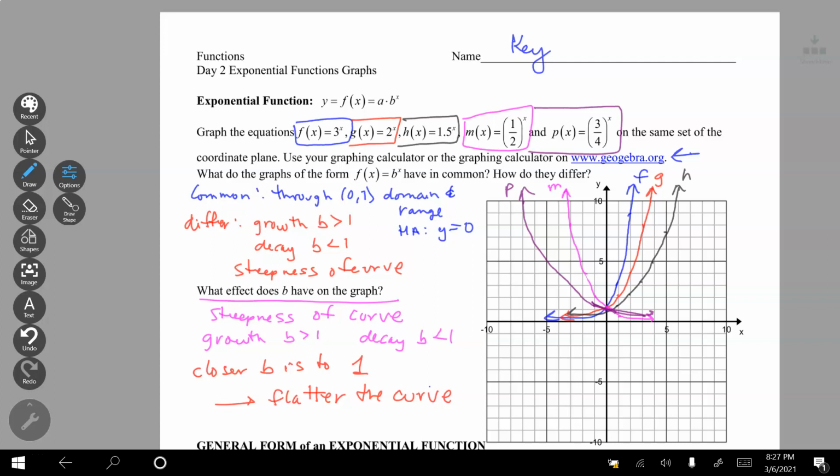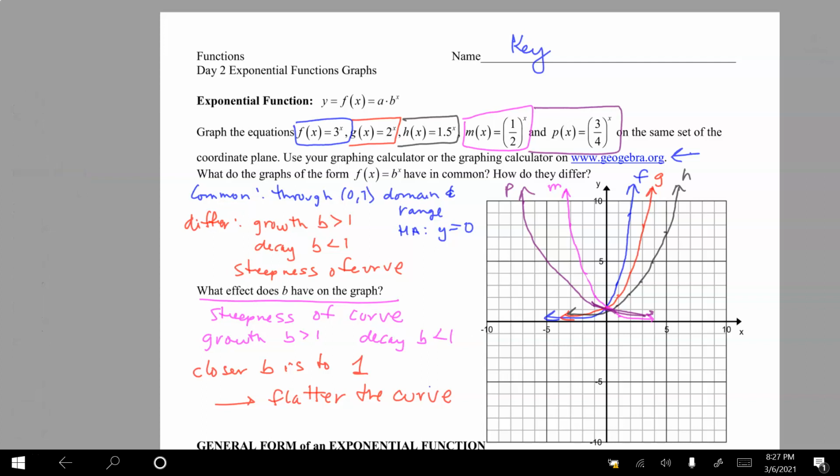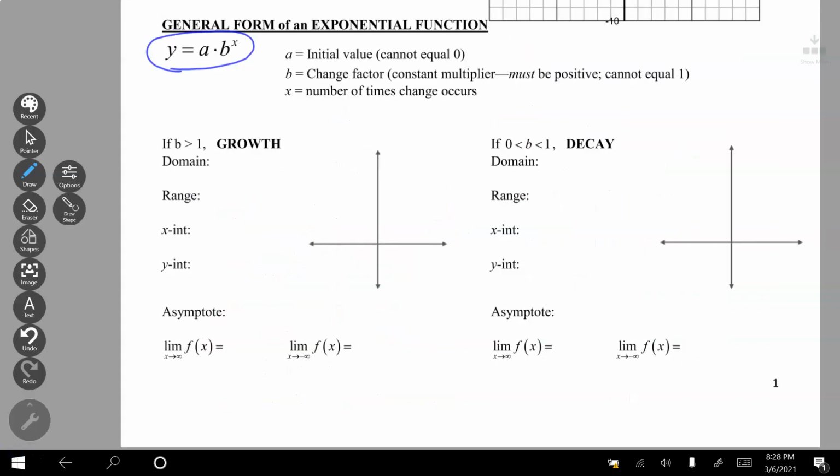But if b gets a little bit bigger than 1 or a little bit smaller than 1, it curves up a little or it curves down a little bit. The farther b gets away from 1, the more curvature or steepness you would get to the graph. So a times b to the x is always our parent function, and if b is bigger than 1, we're going to have a growth graph. It's going to go something like this.